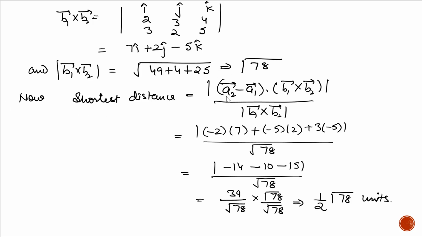Now the shortest distance formula is the modulus of (a2 minus a1) dot (b1 cross b2), whole divided by the modulus of b1 cross b2. After simplification, we will get the answer 39 by root 78, and after rationalizing we will get the value 1 by 2 multiplied by the root of 78 units.